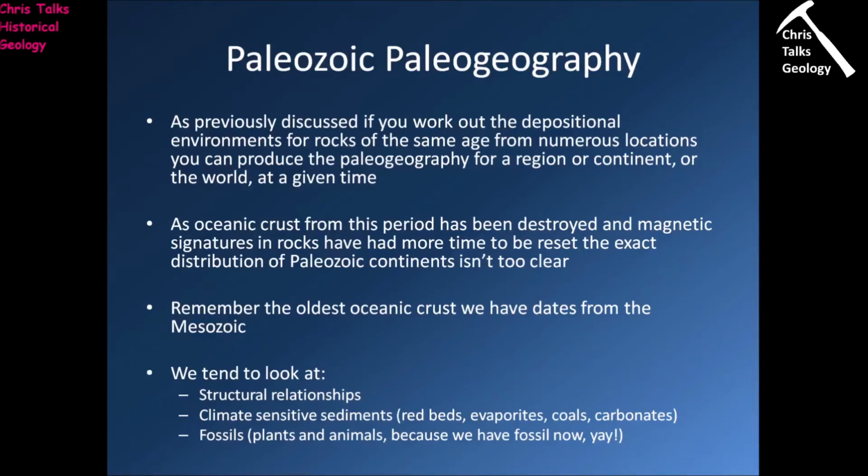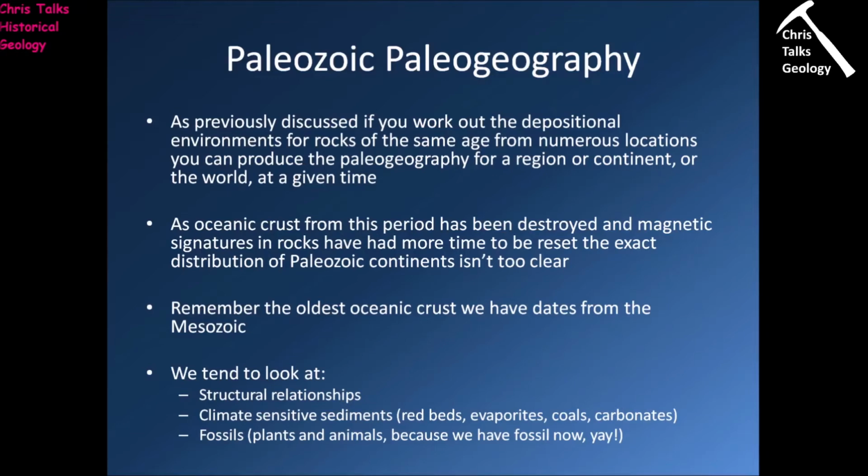So let's think about Paleozoic paleogeography. As we've discussed in previous lectures, if you work out the depositional environments for sedimentary rocks of the same age from numerous locations, you can produce paleogeographic maps for regions, continents, or even, given enough information, the entire world. This can tell you what the environment looked like for a given area of the Earth's surface at a given time.